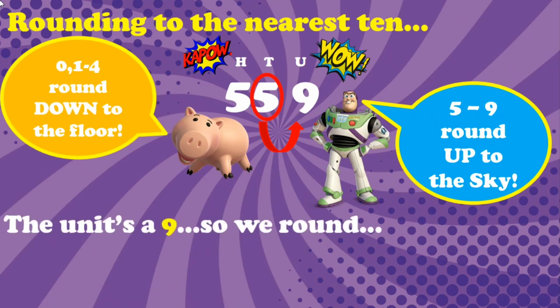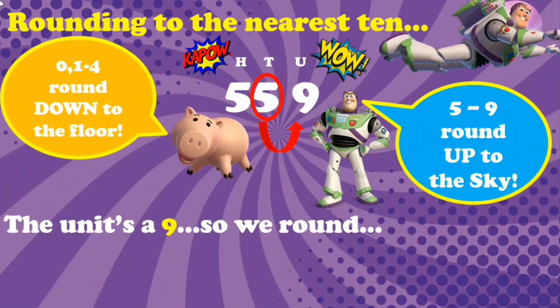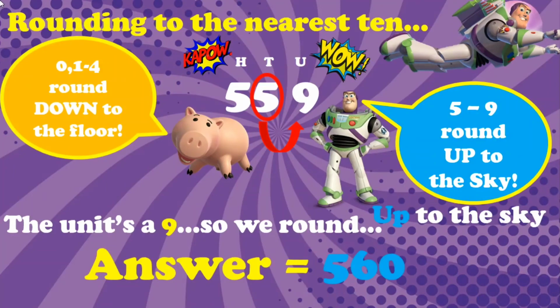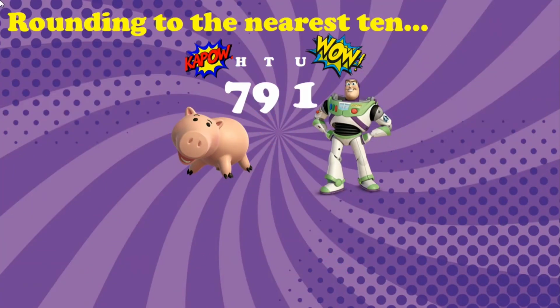So what do we do? Round down to the floor or round up to the sky? We should round up to the sky. So the tens is a 50. So that should be 560.